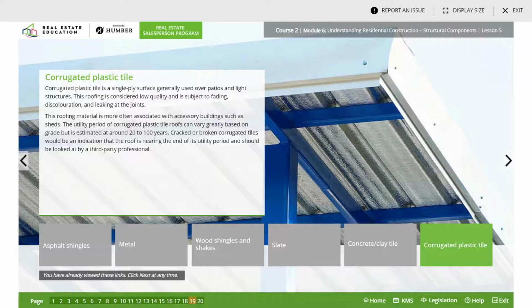Corrugated plastic tile is a single ply surface generally used over patios and light structures. The roofing is considered low quality and is subject to fading, discoloration, and leaking at the joints.